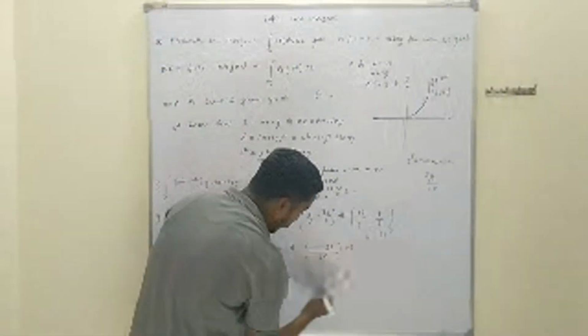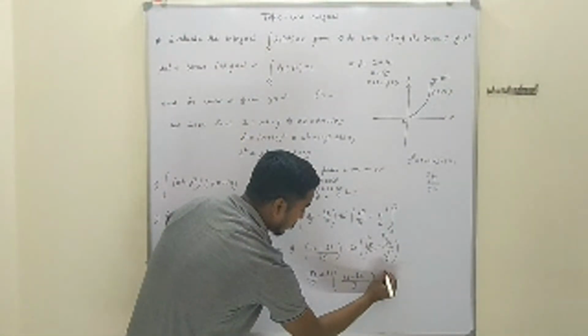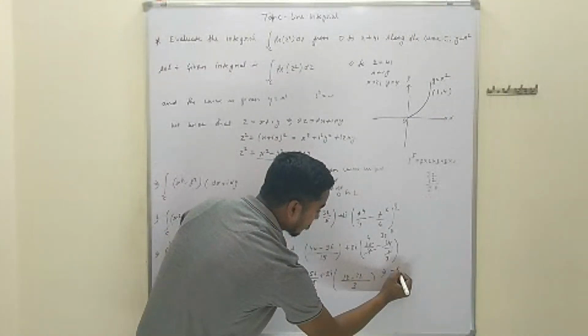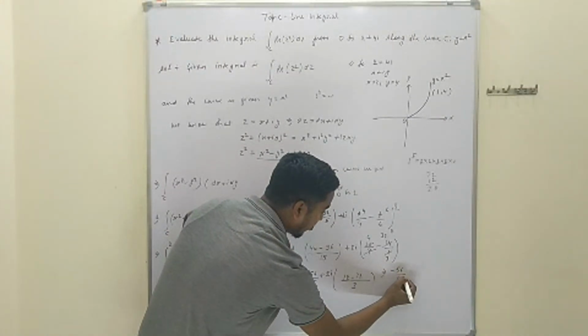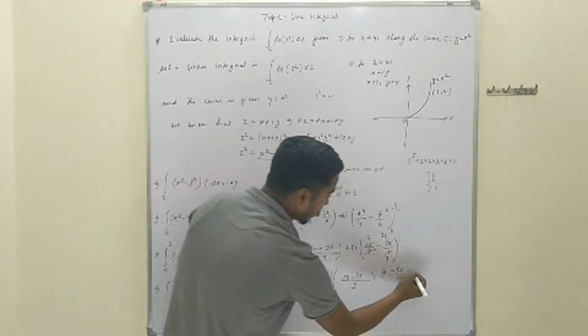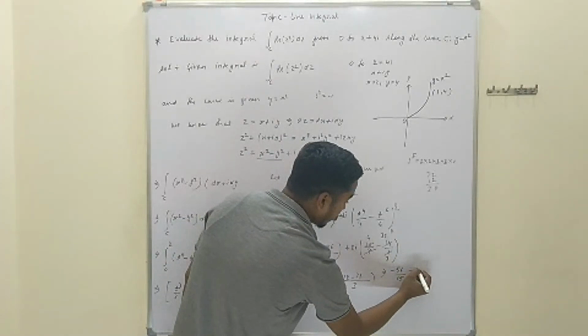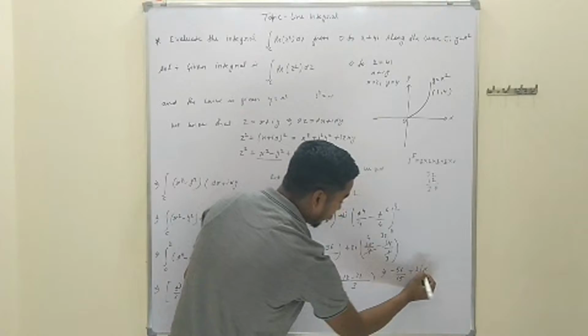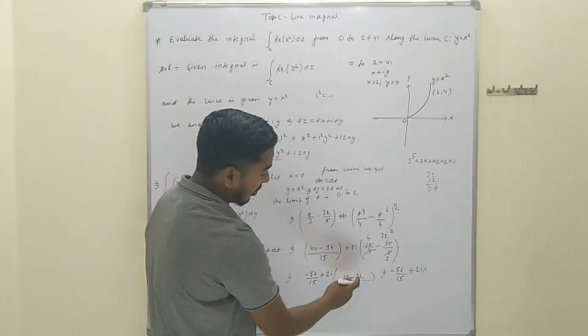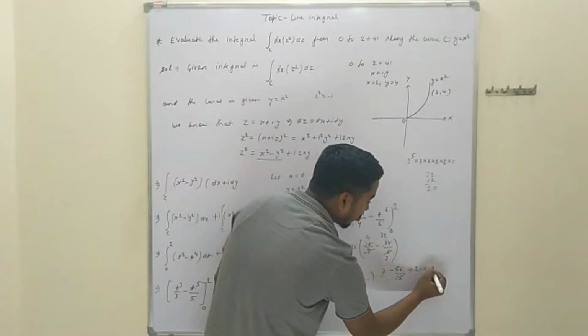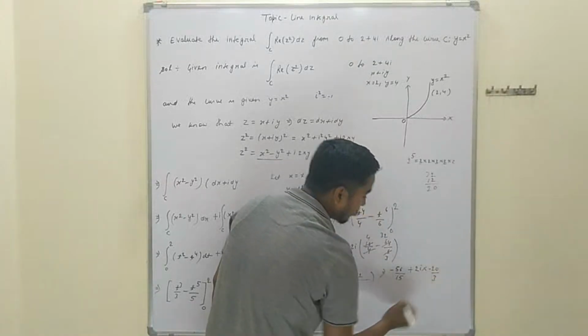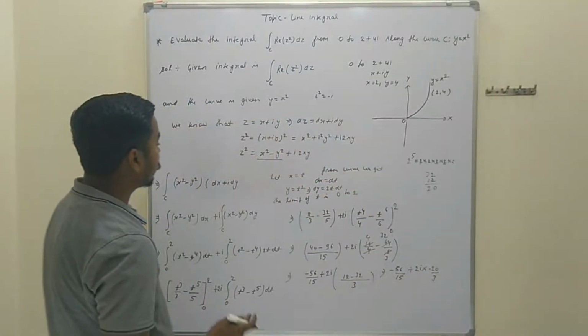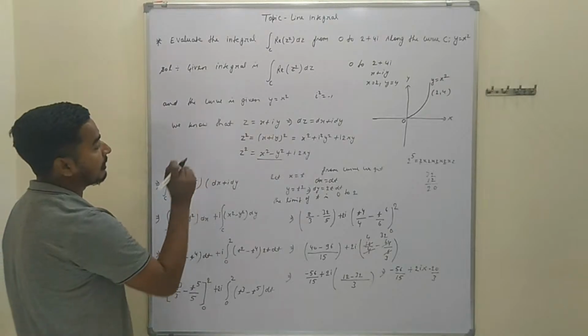So we write here the final solution, which is given by minus 56 upon 15, and here plus 2i is already present. Here we solve, this gives minus 20 upon 3. This gives the final solution of the given integral.